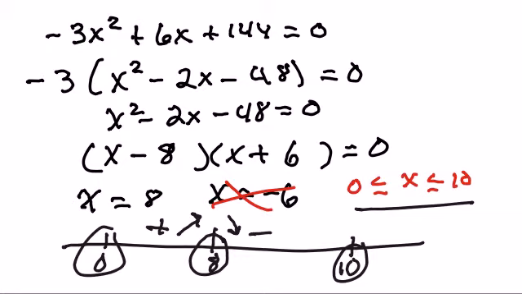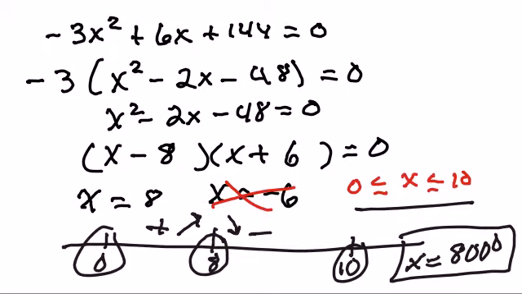Now, what does that mean? At x equals 8, remember, this is in thousands of units, so it would be 8,000 units. That would be the number of units that should be sold in order to maximize profit.